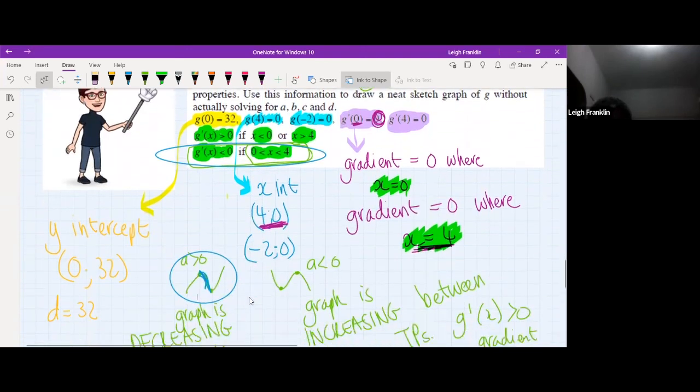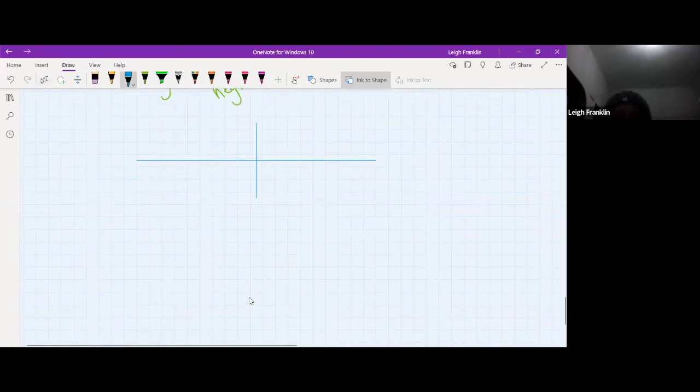Okay, so this graph looks something like that. Again, it's not the most brilliantly drawn graph that I've ever created, but what we see here, can you see it's decreasing between its points? So the one turning point was at 0, remember the gradient at 0 was 0, the gradient at 4 was also 0.